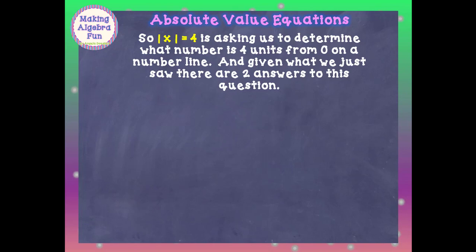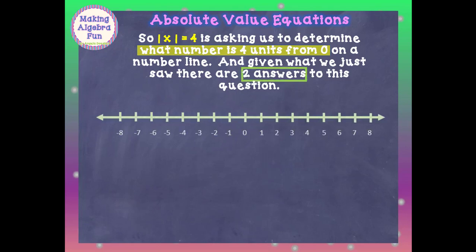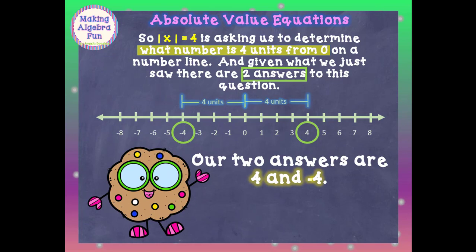So here's probably the most simple absolute value equation we can start with. The absolute value of x equals 4. And that's asking us to determine what number is 4 units from 0 on a number line. So we kind of just saw that. What number is 4 units from 0 on a number line? You saw that there were 2 different answers to that question. If you look at a number line, 4 units to the right would be positive 4, and 4 units to the left would be negative 4. So either one of those would be considered a correct answer.